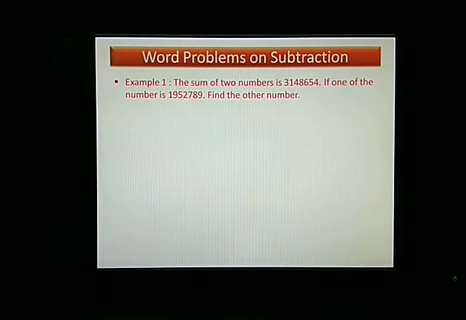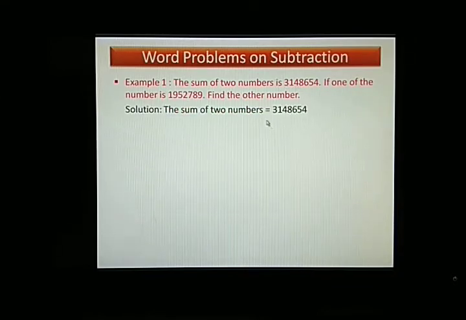Example 1. The sum of two numbers is given, 3148654, and one of the numbers is also given. So we have to find the other number. How do we find the other number? Here we have to do the subtraction. We have to subtract this number from this number.